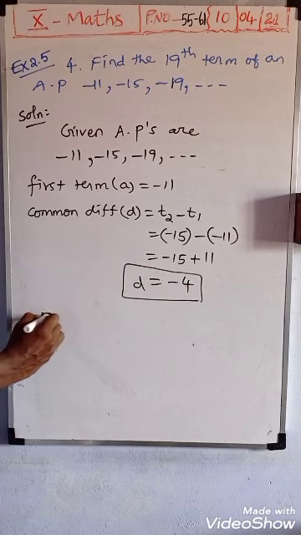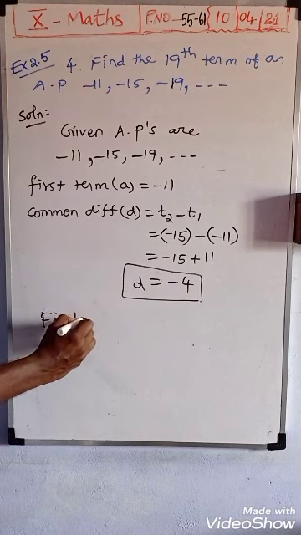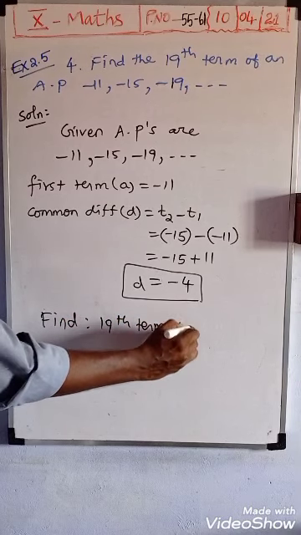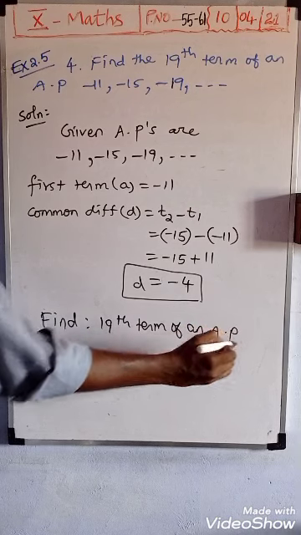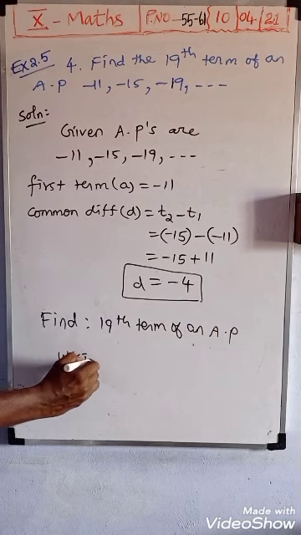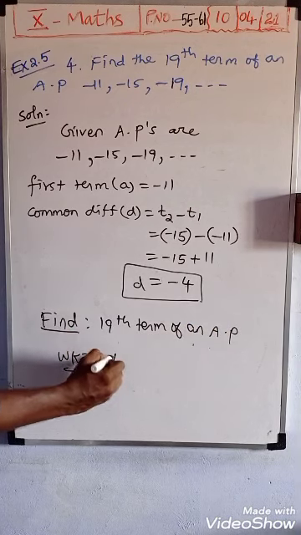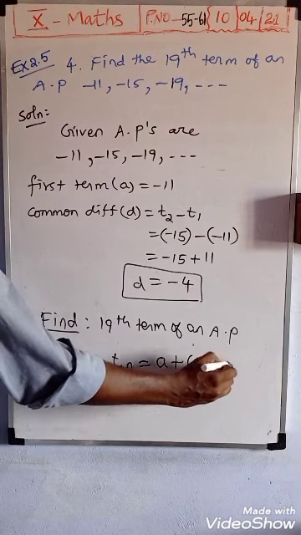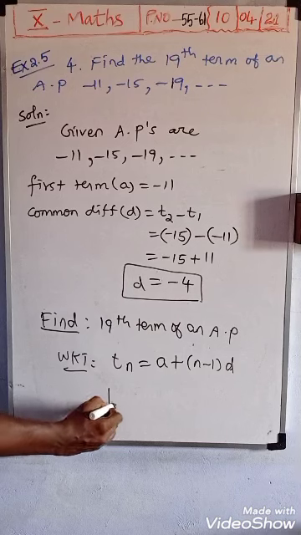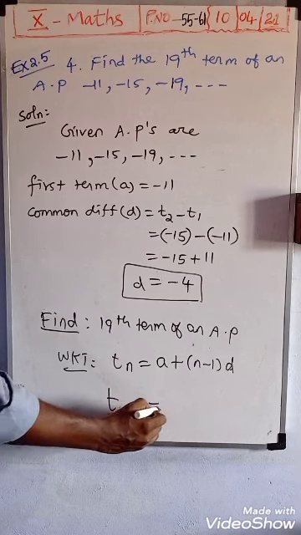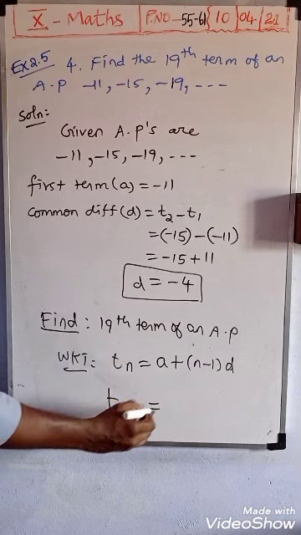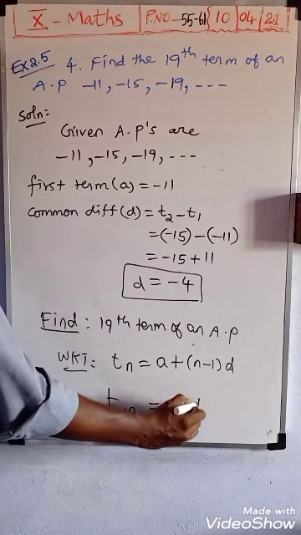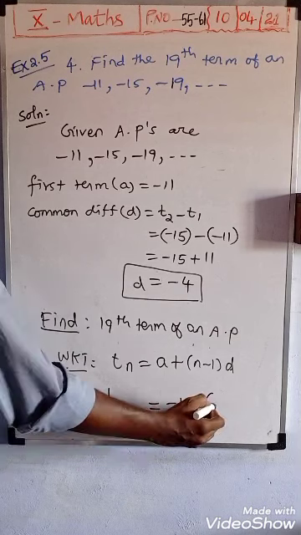Then therefore the question asks to find the 19th term of the AP. So we know how to find the nth term: Tn is equal to A plus n minus 1 into D. Here n is equal to 19, T19. The A value we received is minus 11. So minus 11 plus, instead of n substitute 19.